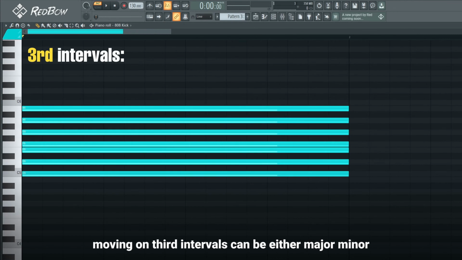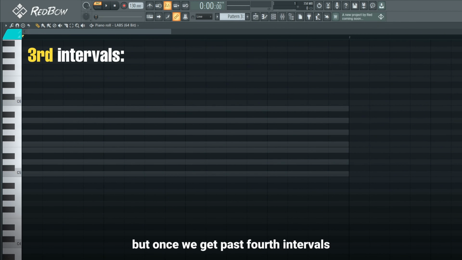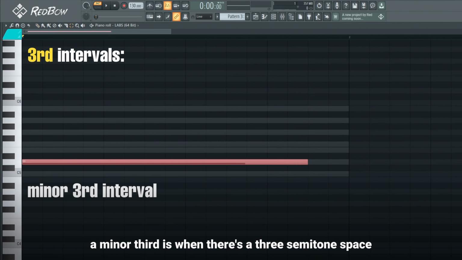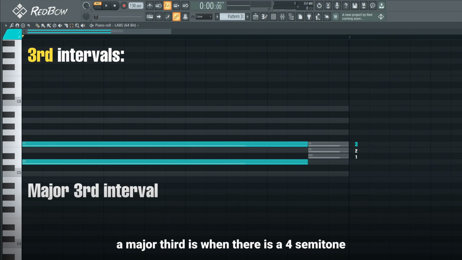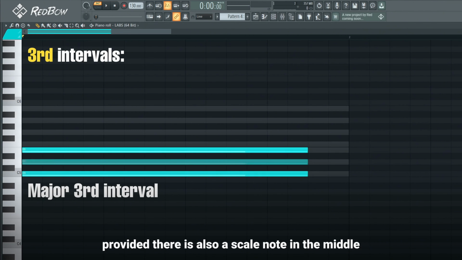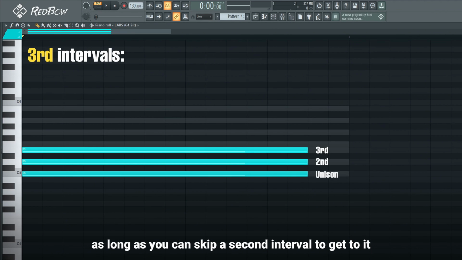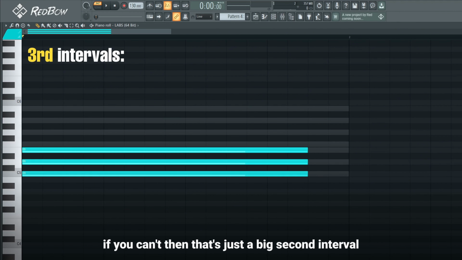Moving on. Third intervals can be either major, minor, diminished, or augmented. I know this sucks, but once we get past fourth intervals, I promise it will get a lot easier. So minor third is when there's a 3 semitone space between notes, and major third is when there is a 4 semitone space between notes, provided there is also a scale note in the middle, of course. Remember, it is only a third as long as you can skip a second interval to get to it. If you can't, then that's just a big second interval.